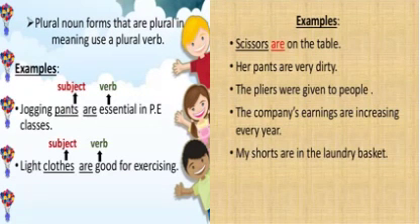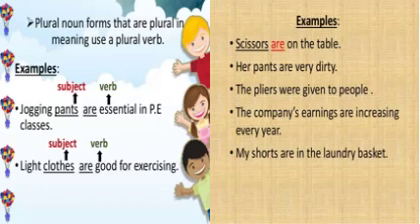So students, here you can see plural noun forms that are plural in meaning use a plural verb. For example, you can see here jogging pants. Jogging pants is plural, though sometimes it looks singular, because pants always have two parts. So that's why we include them in plural. So that's why we have used are here.